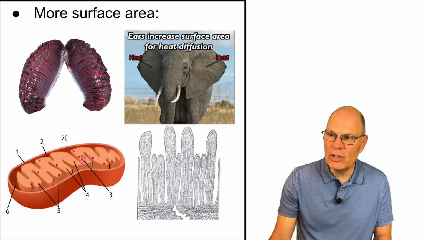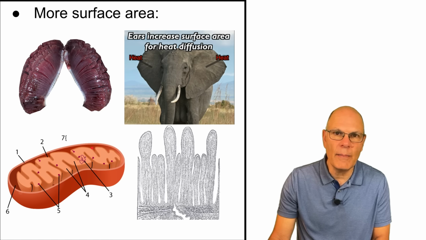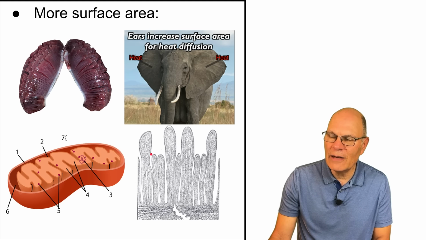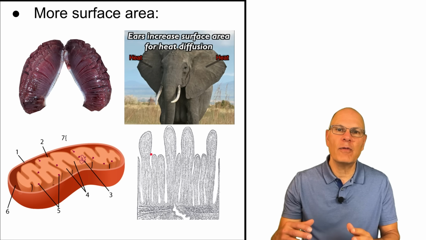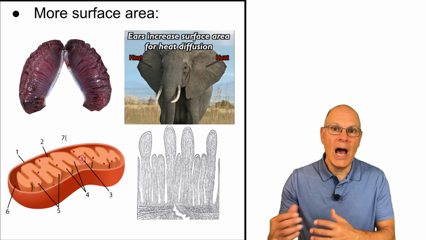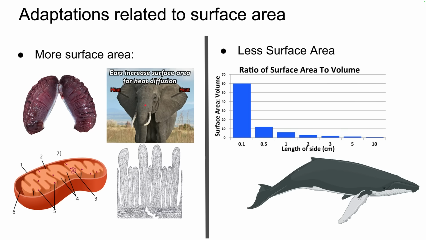Structures like gills, or the big flat ears of elephants, or the inner folding of the mitochondrial membrane, or the lining of the intestine. That's all about increasing surface area to allow for increased amounts of diffusion, either of molecules or, in the case of elephant ears, of heat. Things can also evolve so that there's less surface area. That's why whales have evolved to be so big, because with less surface area in their huge bodies, they lose less heat, which is an important consideration for a mammal.